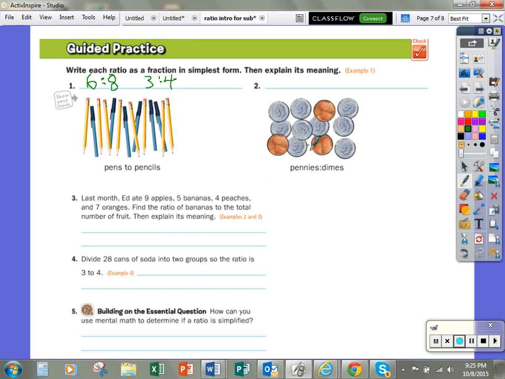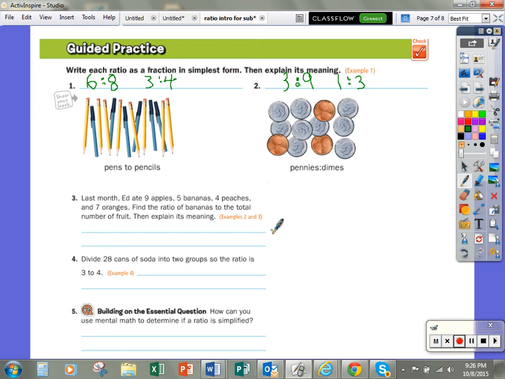Problem number 2, pennies to dimes. I can count 1, 2, 3 pennies. And 1, 2, 3, 4, 5, 6, 7, 8, 9 dimes, which reduces to 1 to 3. So what that means is I have 1 penny for every 3 dimes.